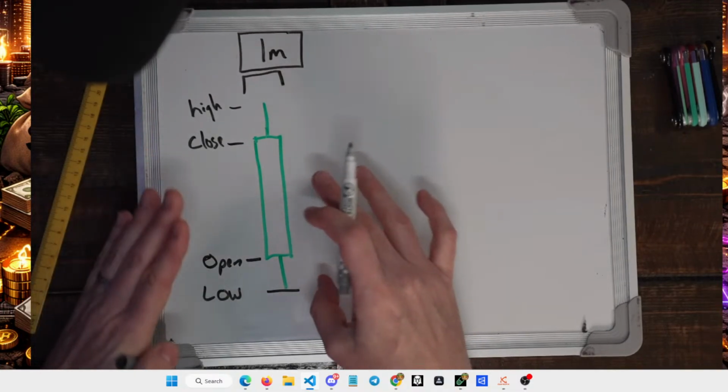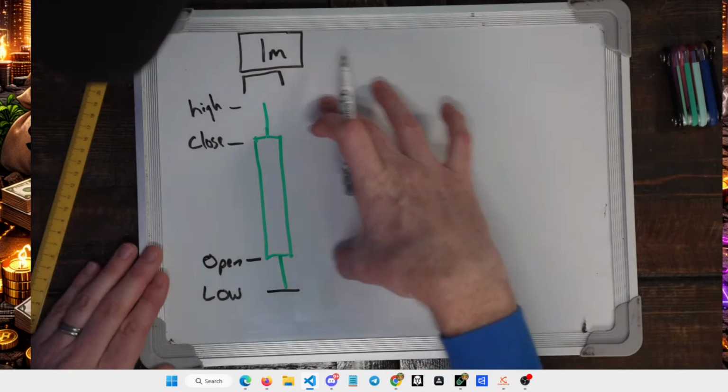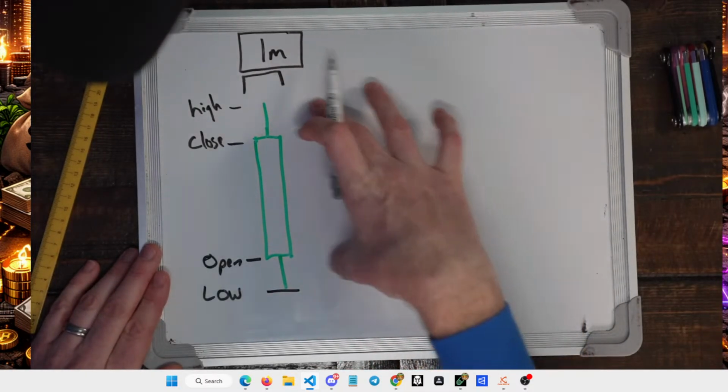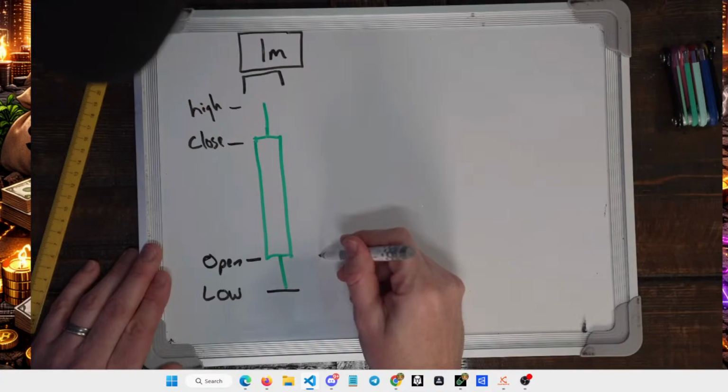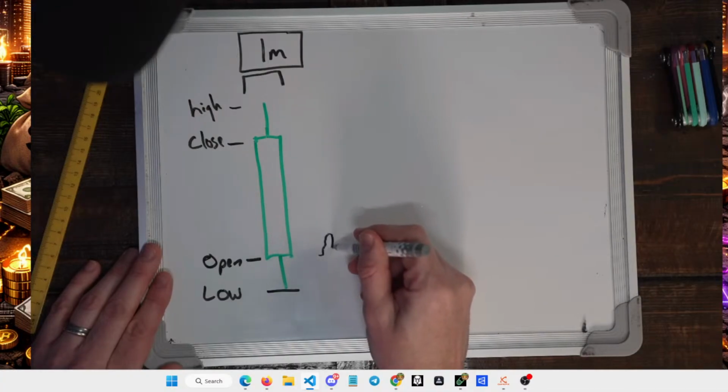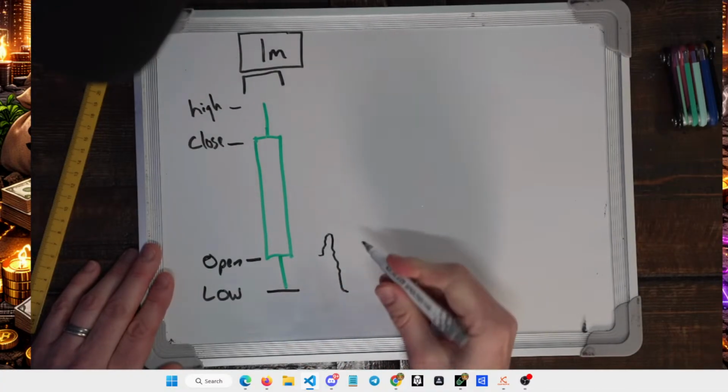Now, let me just sort of do a hypothetical of how the price actually changed during each of these 60 seconds. So we opened, we might have moved up, and then we certainly went down because we know we had to create the low point.